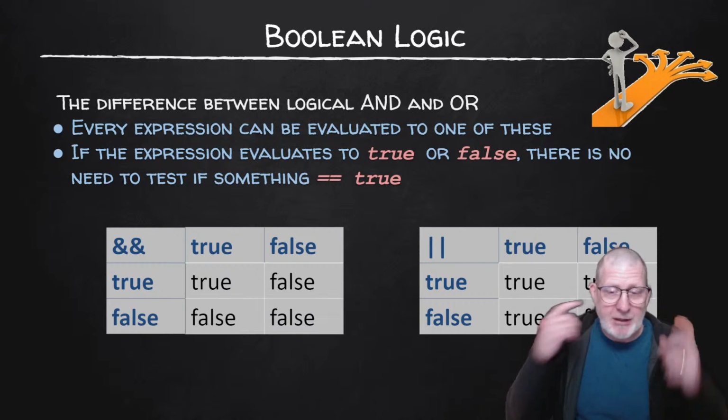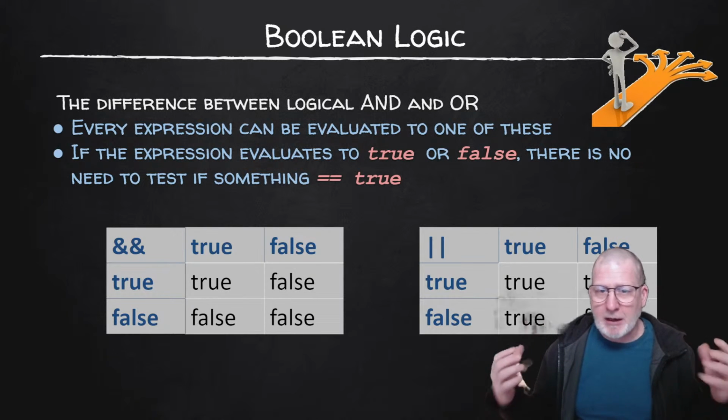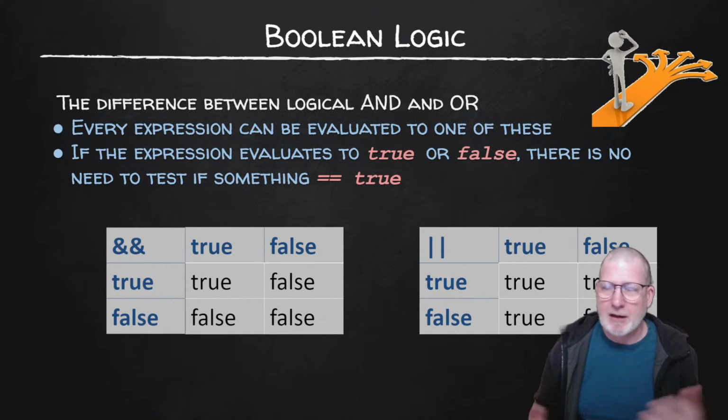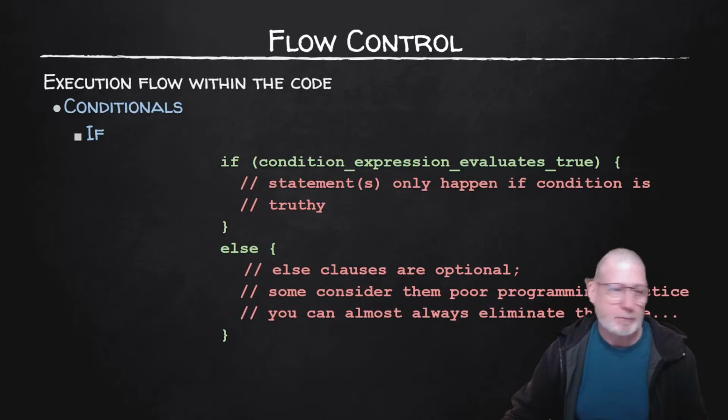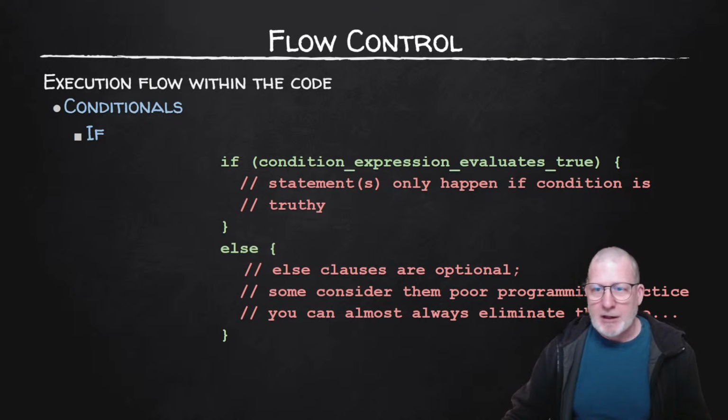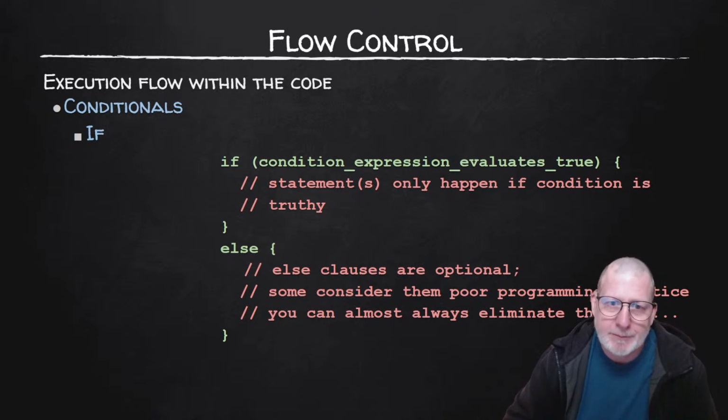In case those things aren't solid in your brain, here's the usual charts for and or conditionals. So true or true is always true. In fact, the only time an or conditional comes out false is when both things are false, and true is the opposite side. So how does the syntax look in JavaScript? Conditionals go inside parentheses, and I have a block afterwards.